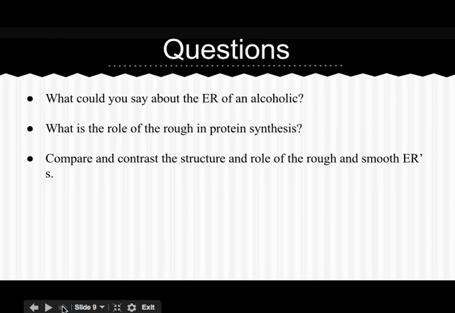So our questions are: what could you say about the ER of an alcoholic? What is the role of the rough ER in protein synthesis? And compare and contrast the structure and role of the rough and smooth ER.